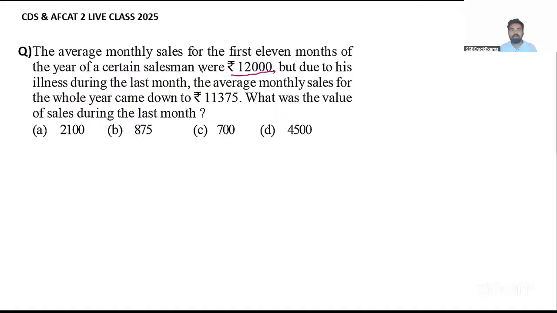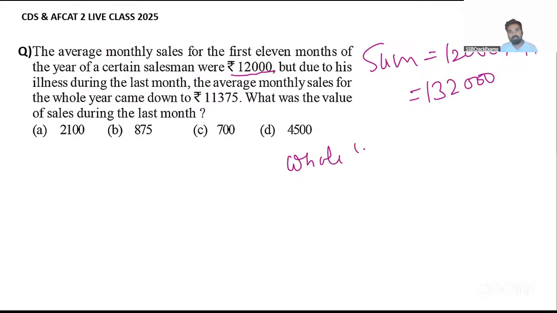Okay, so the average sales were 12,000 for 11 months. So the sum will be 12,000 multiplied by 11, so it will be 132,000. Total sale of the whole year: the average sale of the whole year is 11,375, so the total sale is 11,375 into 12. Now multiply it.